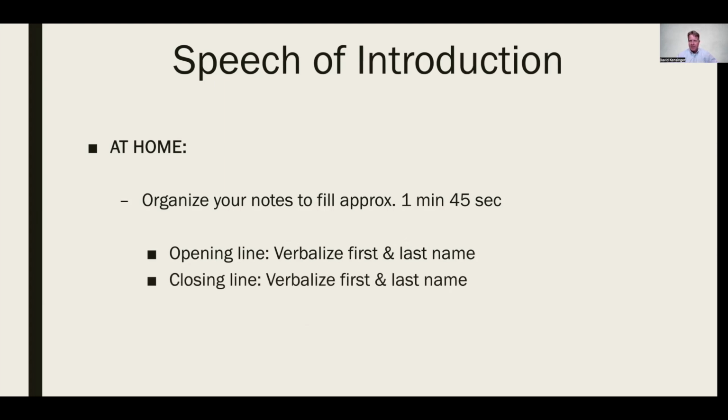Minute and a half or so, minute and 45 seconds of talking about the person. And then how do you end? Pretty much the same thing. Verbalize her first and last name, something like this. So that's a bit about my new friend, Veronica Castillo. And then you're done. Again, everything else, there's really no rules. You decide what to talk about for that in-between portion.